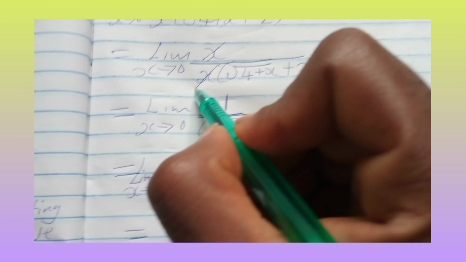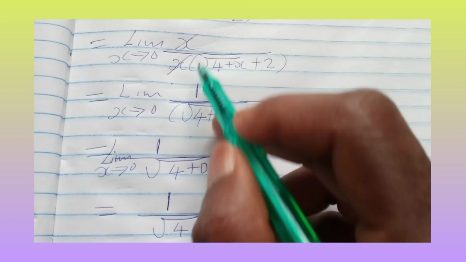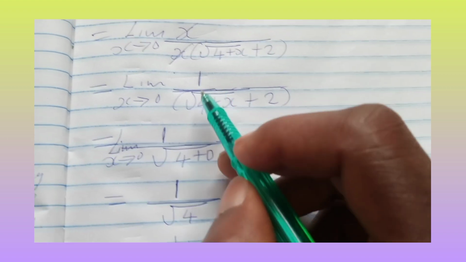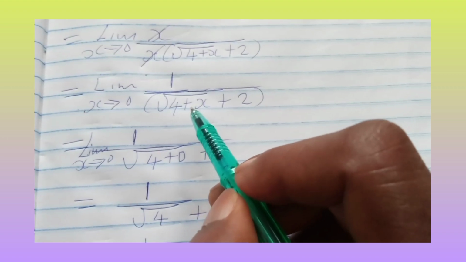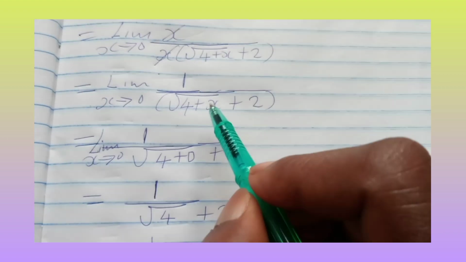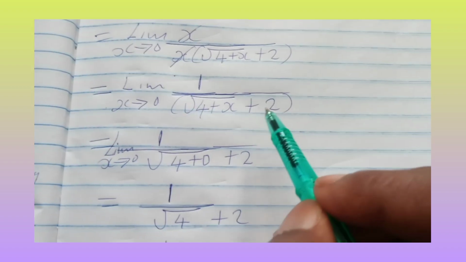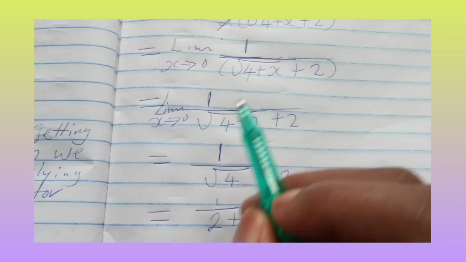So in this case, x will divide x here. So we are going to be left with 1 all over what? There is an invisible 1 here. 1 all over the square root of 4 plus x plus 2. So 1 times this denominator is the same thing as this denominator, which is the square root of 4 plus x plus 2. So that is what we have now.